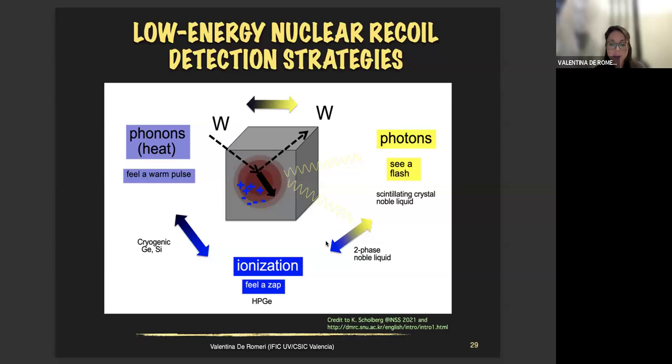So in general, the point is that we need to translate these small recoils into something visible that can be light, charge, or heat. So photons, ionization, or phonons. And of course, experiments will rely on one of these detection strategies, or they can also combine two of them at the same time.